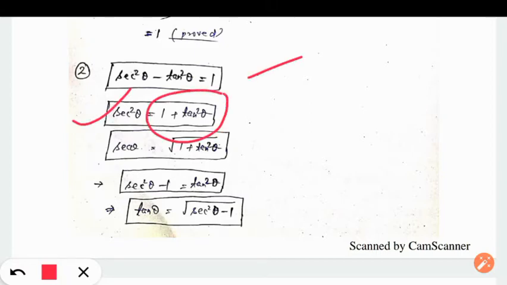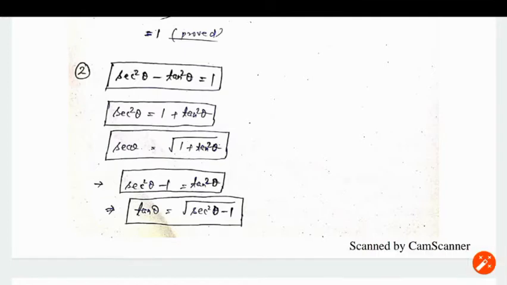You need to memorize all these boxes. That is why I have drawn a box. So in place of 1 plus tan square theta, we can write sec square theta, and in place of root over 1 plus tan square theta, we can write sec theta. So sec theta is equal to root over 1 plus tan square theta.